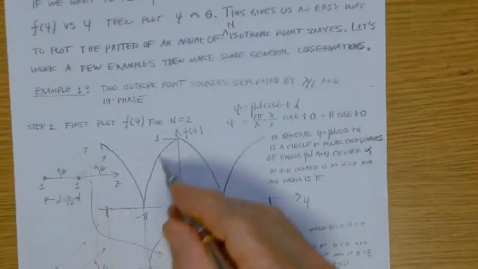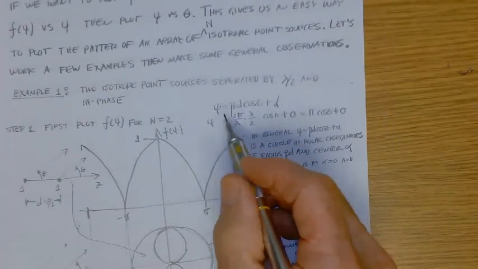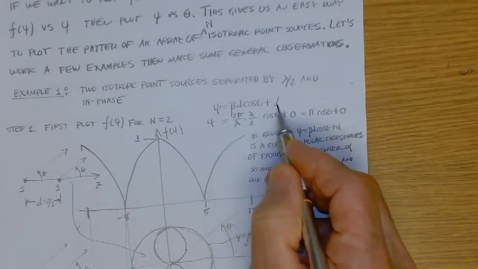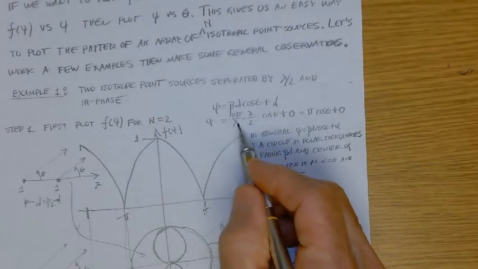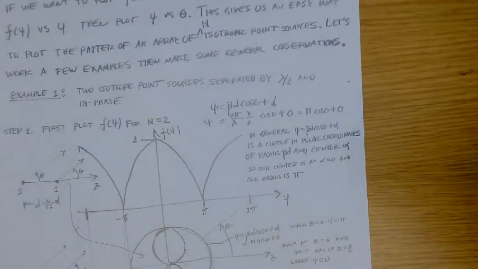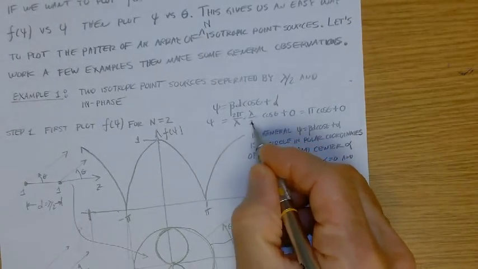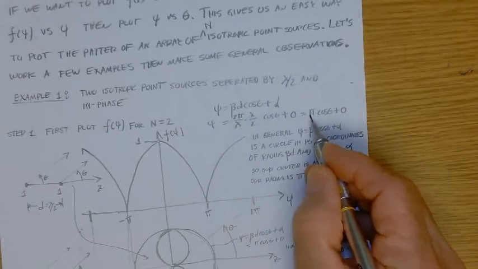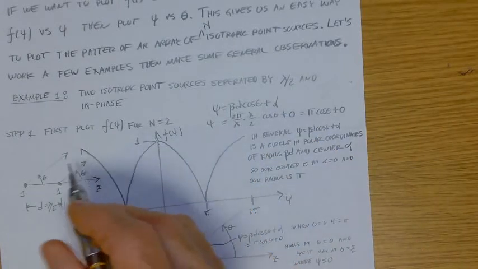Okay, so this is f of psi versus psi. Now, let's look at psi in terms of theta. Psi is beta d cosine theta, spatial phase shift, plus electric phase shift. Recall that beta is 2 pi over lambda, the phase constant, waves propagating out, times the spacing between elements, half wavelength. So the lambdas cancel, the 2's cancel, and that gives us pi cosine theta.